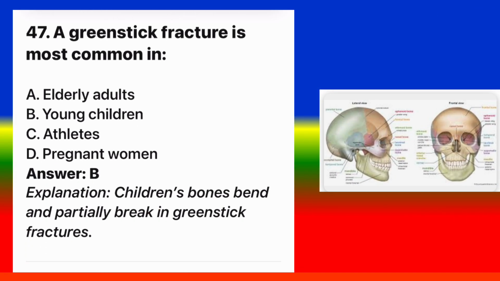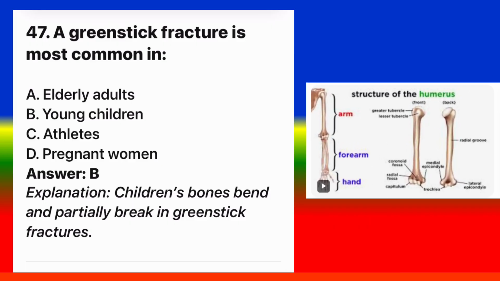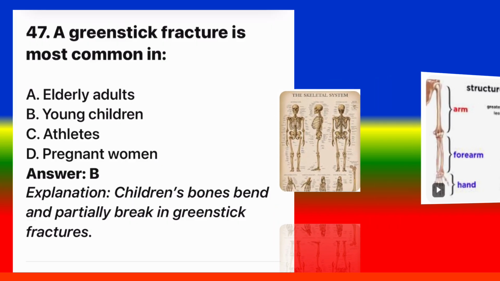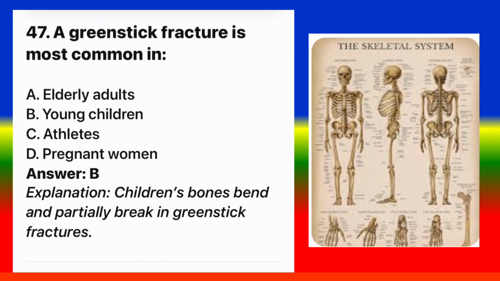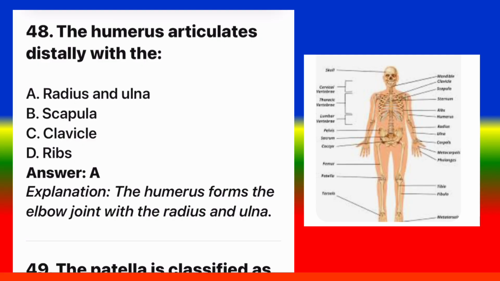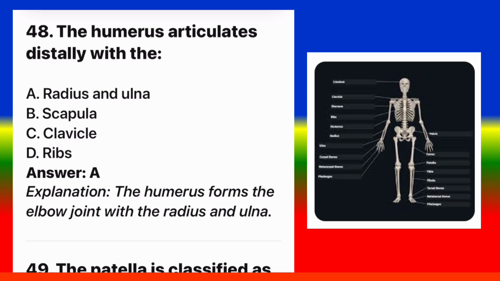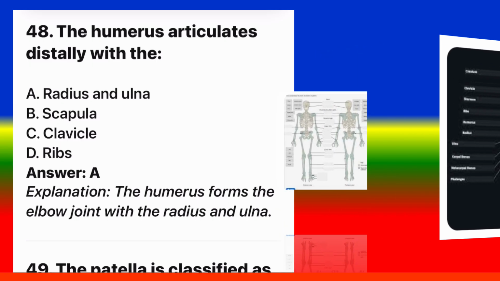47. A greenstick fracture is most common in: A. Elderly adults, B. Young children, C. Athletes, D. Pregnant women. Answer B. Explanation. Children's bones bend and partially break in greenstick fractures. 48. The humerus articulates distally with the: A. Radius and ulna, B. Scapula, C. Clavicle, D. Ribs. Answer A. Explanation. The humerus forms the elbow joint with the radius and ulna.